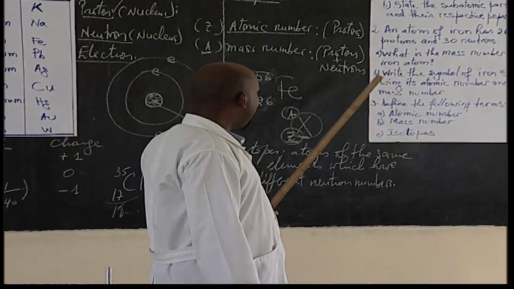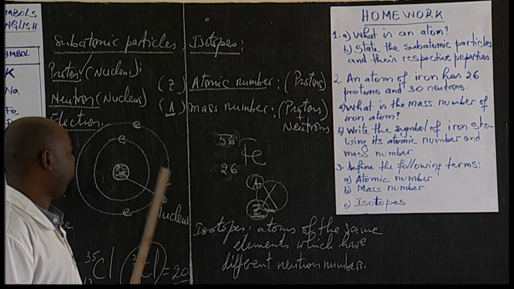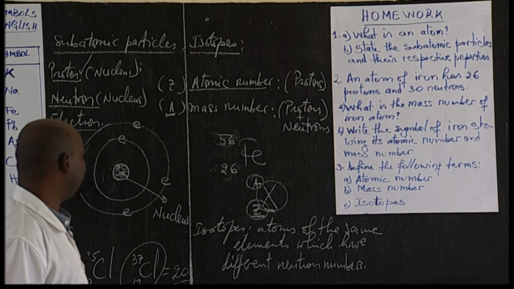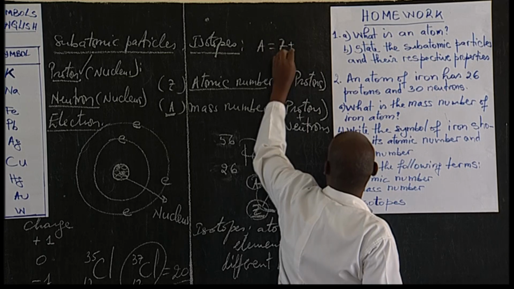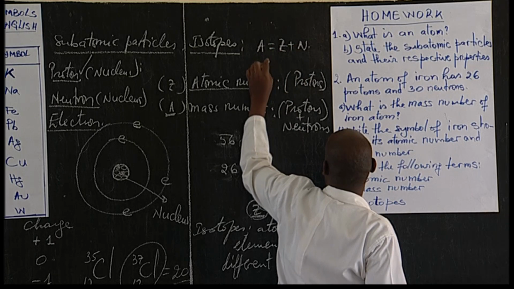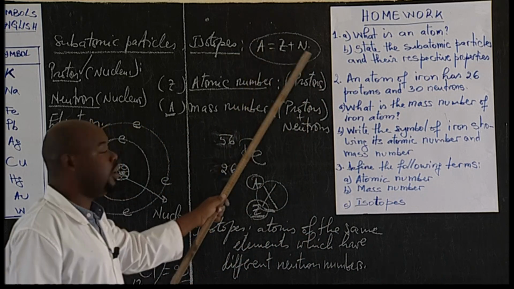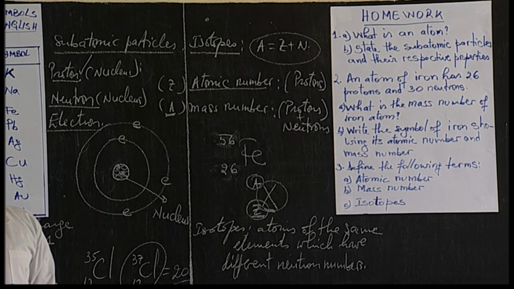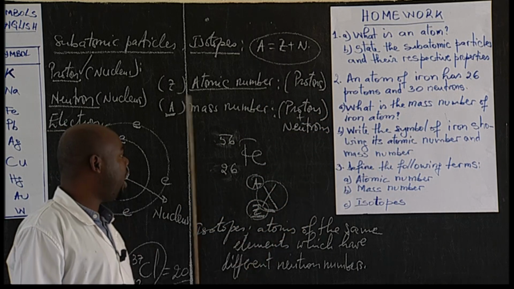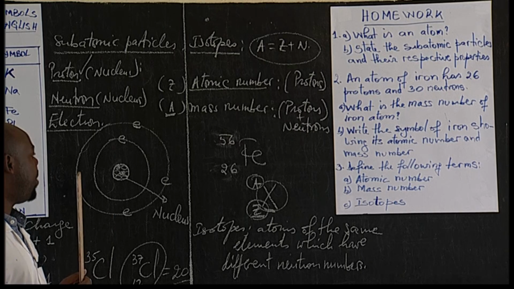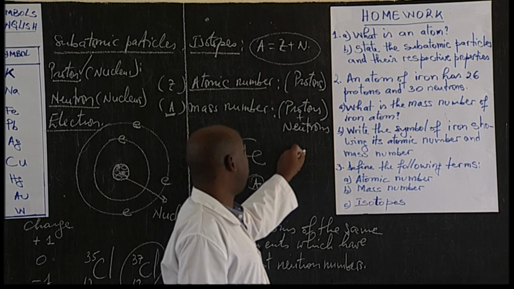And question number 2: an atom of iron has 26 protons and 30 neutrons. What is the mass number of the iron atom? The mass number, which is A, is given by the formula Z plus N, where N is the number of neutrons. So from here you can calculate the value of Z, the value of N, or the value of A if any two of the three values are known. So you will determine the mass number, and after that you write the symbol of iron showing its atomic number and the mass number. And you can also write the symbol of the element sodium.